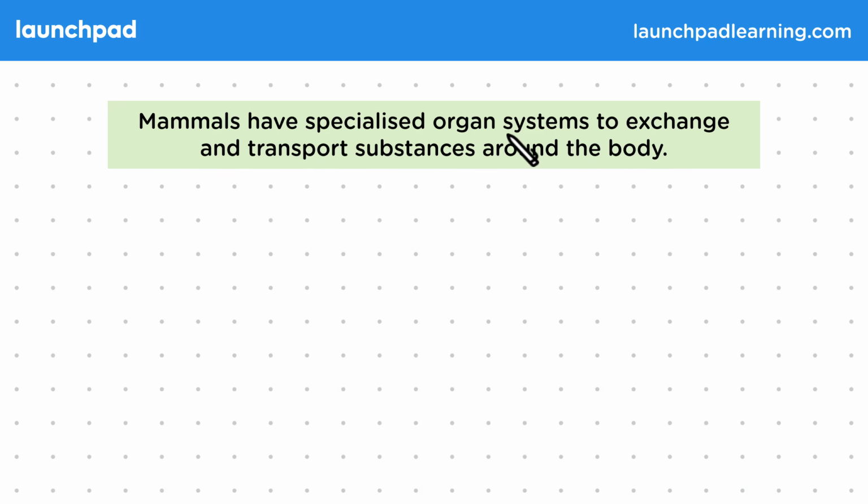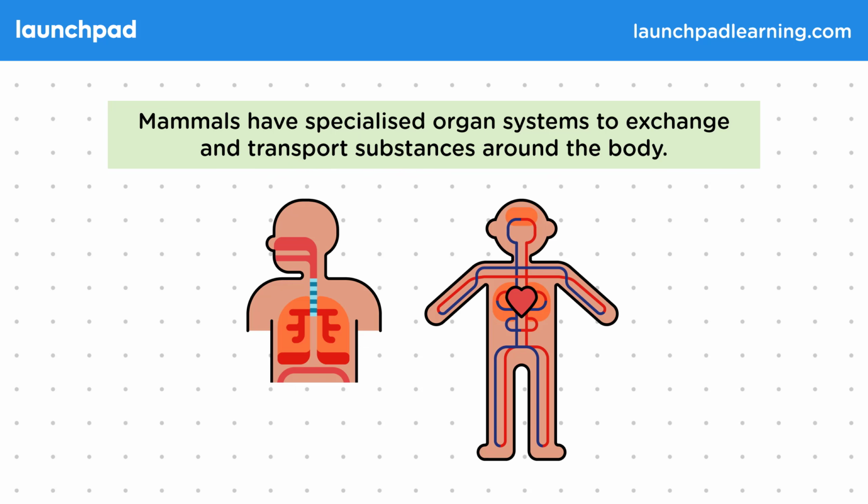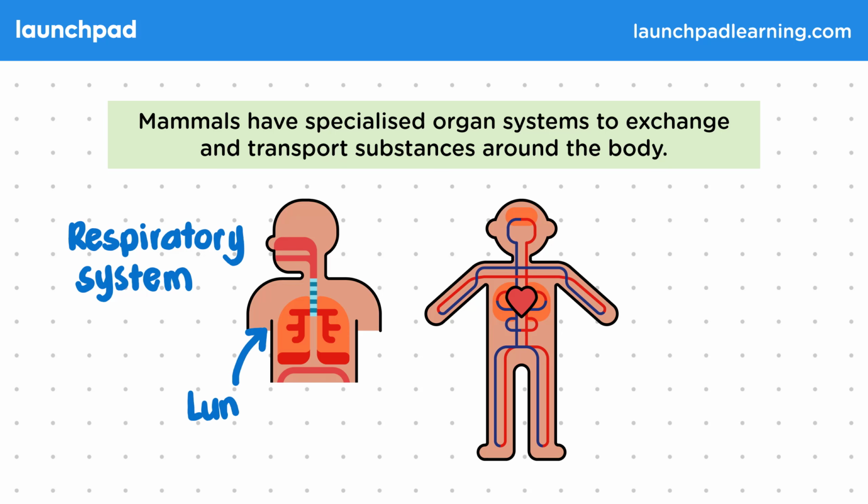Mammals have specialized organ systems to exchange and transport substances around the body. For example, the respiratory system, which is an example of an organ system in mammals such as humans. This system includes the lungs, where the diffusion of gases occurs in the alveoli.